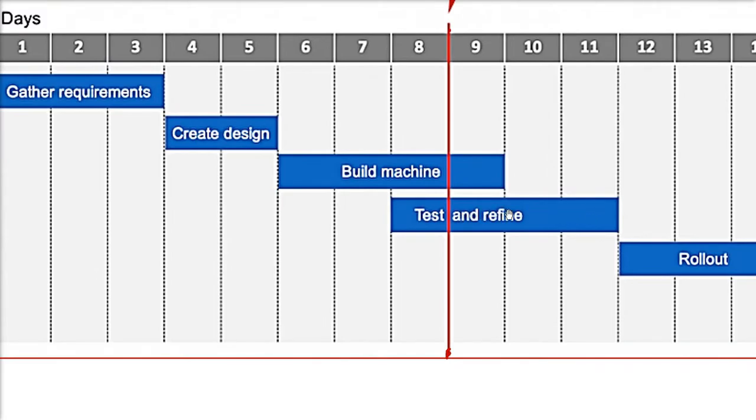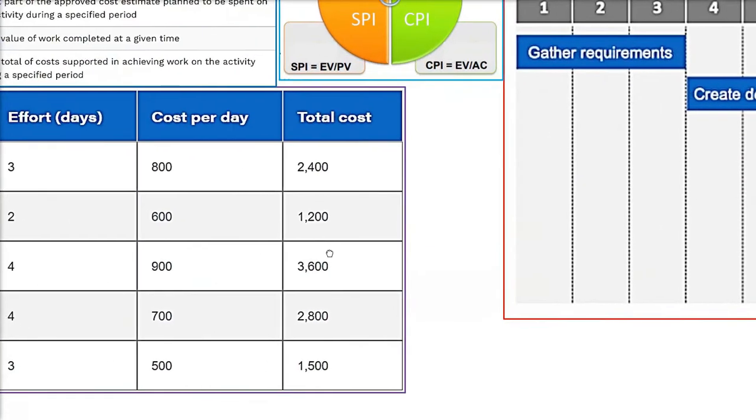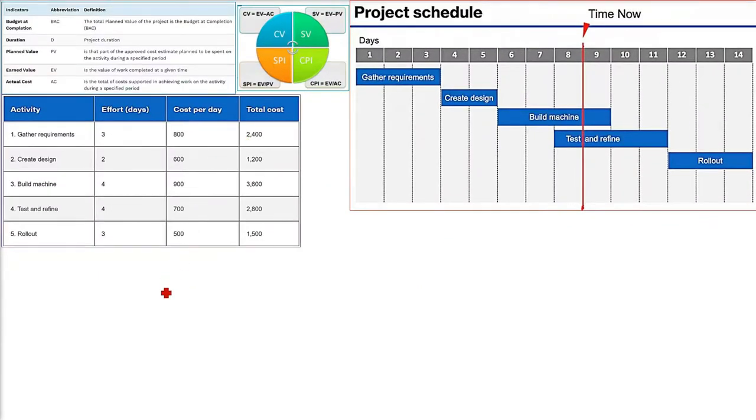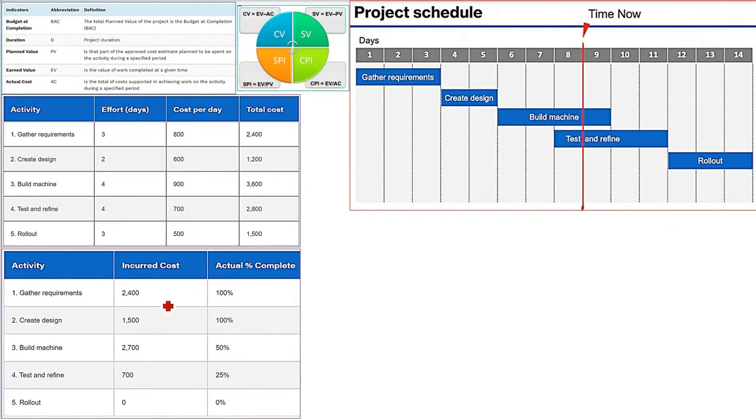Now you see this: 700 for 4 days, 2800 total cost. But we'll just talk about how much it is completed. That is all the earned value analysis we are going to do. Now there is one more table, and this is also input. At the end of the 8th day, the total incurred cost is also given in the table, and this is also known, the actual percentage completion.